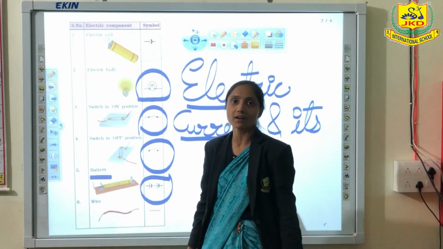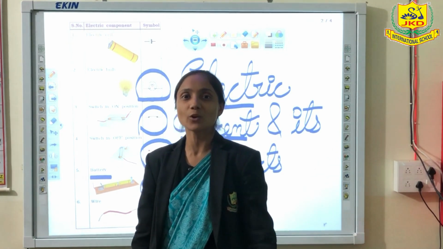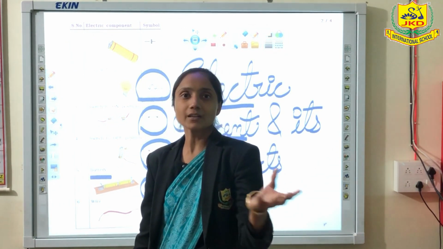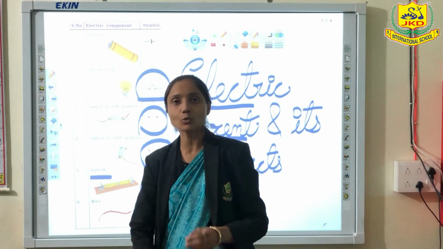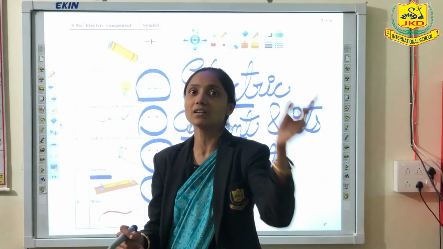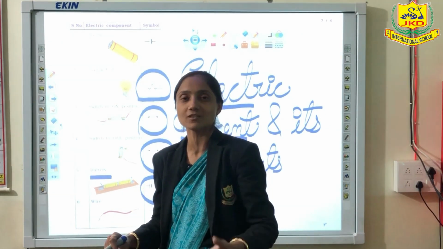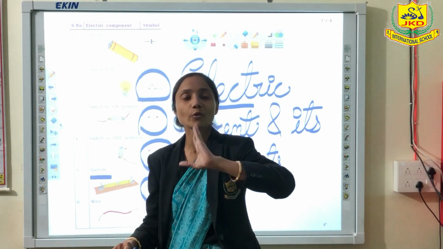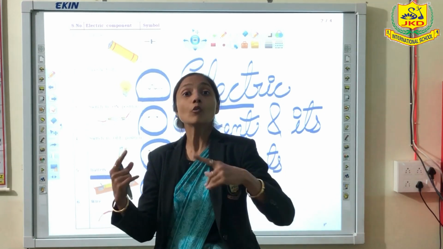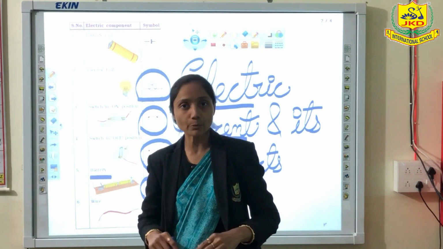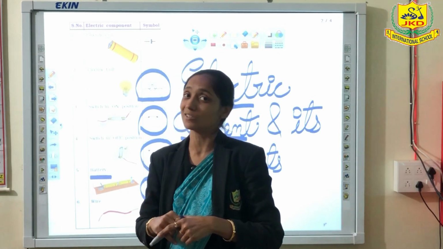Next is the wire. I think you must have already seen what a wire is. Yes, a wire is connected to each and every part of an electric equipment. If there is no wire, then there will be no flow of current. How will we be able to flow the charge? So the wire is also important in the total circuit to connect all these things.